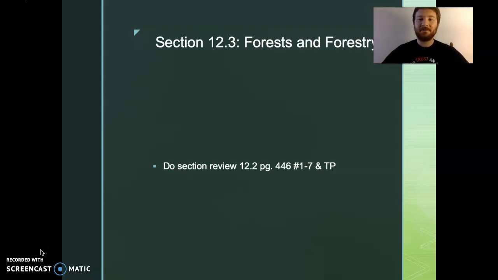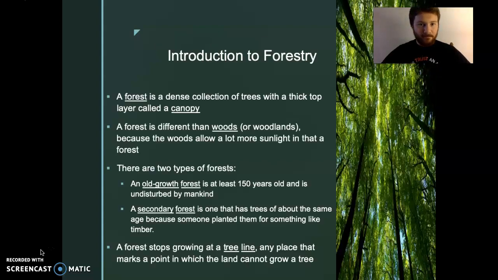Atoms make up molecules. Molecules make up cells. Cells make up the components of every living thing out there, even trees and forests. So it's all related to biology. Let's get started on 12.3.